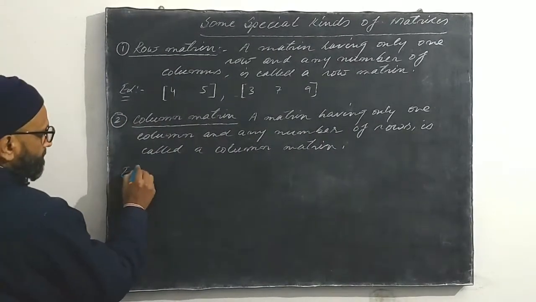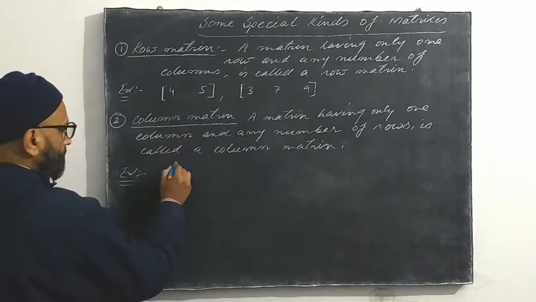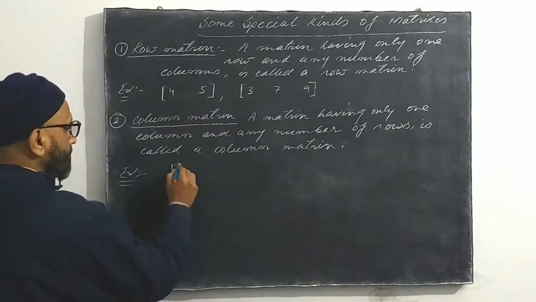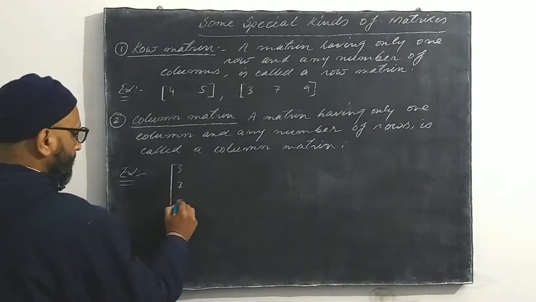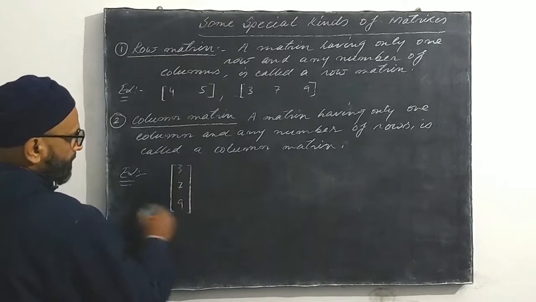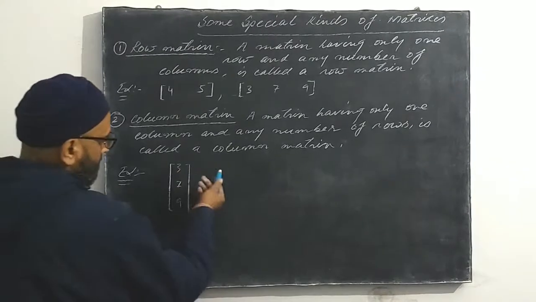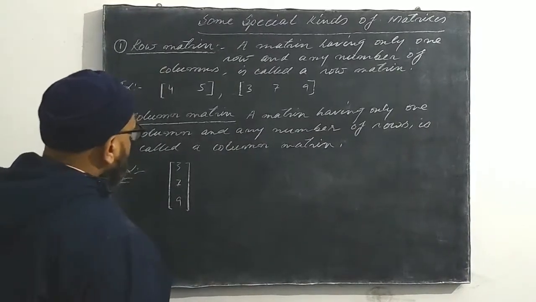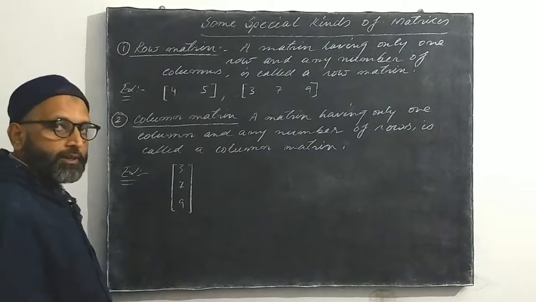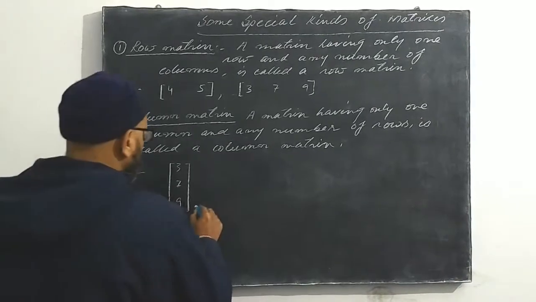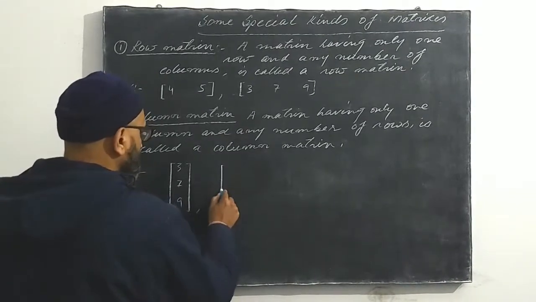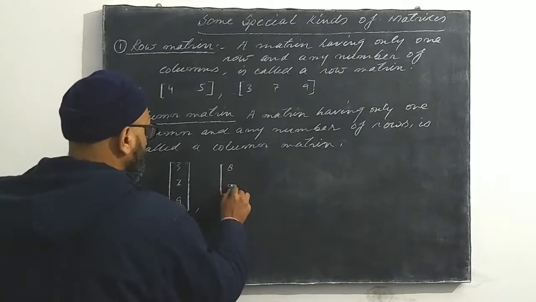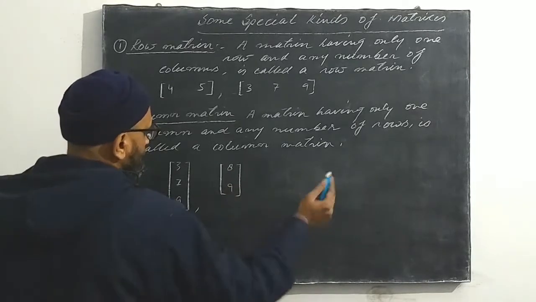For example, 3, 7, 9. It is a column matrix because it has only one column and 3 rows. So how many rows it has, it doesn't matter, but it must have only one column. So it is called a column matrix. 8, 9. It is also a column matrix, etc.